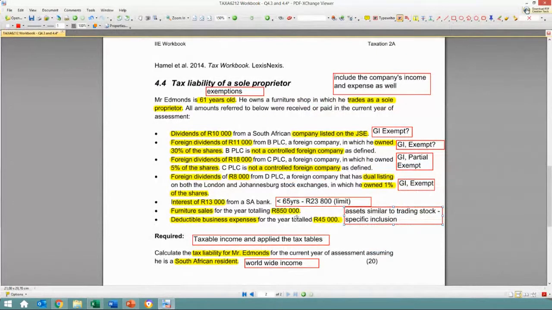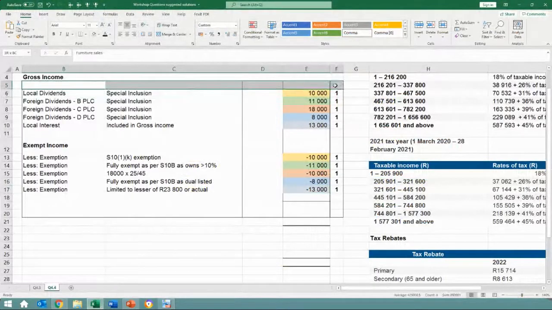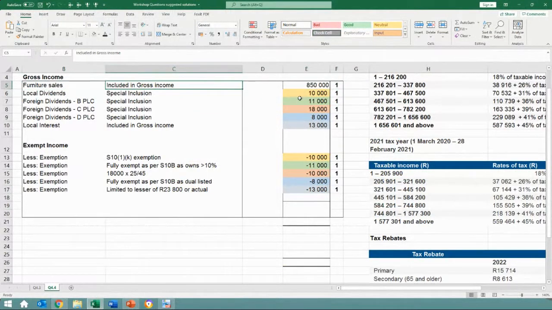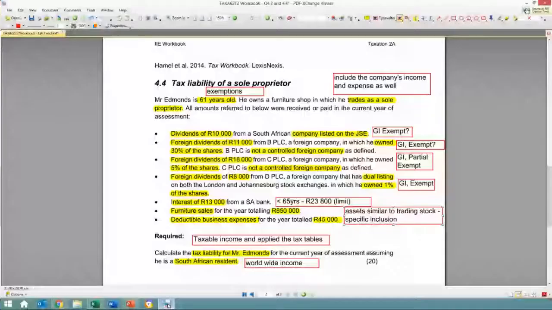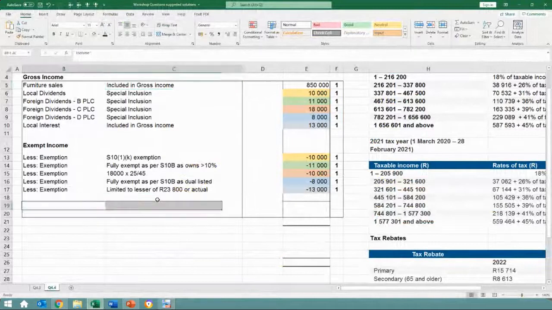We've got our furniture sale of 850,000. Now we say that's a specific inclusion because it's similar to trading stock because of the type of business they have, the furniture shop. So we include the trading stock or the furniture sales in gross income for 850,000. And then the last thing is they tell us we have a deduction for business expenses of 45,000. So that is any expenses we incurred in selling that furniture, we would be allowed to deduct as well.